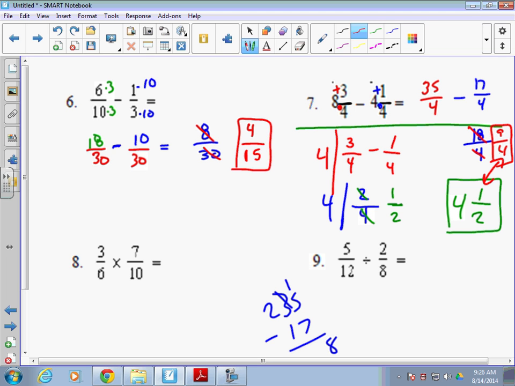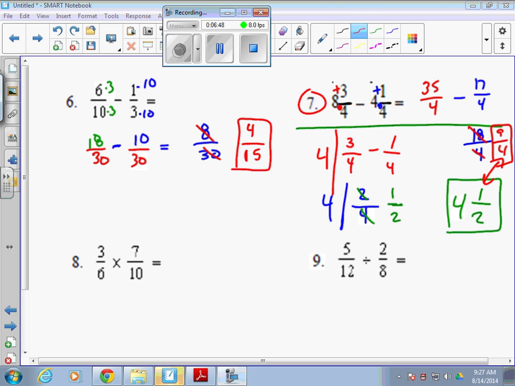Again, just two different ways to work the same problem. One way may be a little quicker for you. The other may take a little bit longer.